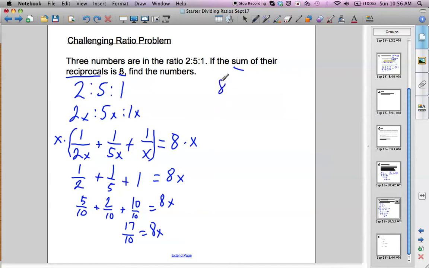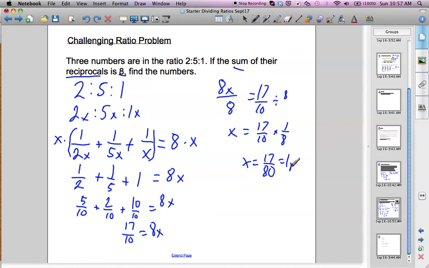So we're going to have 8x divided by 8 equals 17/10 divided by 8. So x equals, now if I divide by 8, I can multiply by the reciprocal, which is 1/8. So x equals 17 out of 80. Alright, so that's one part in the ratio.